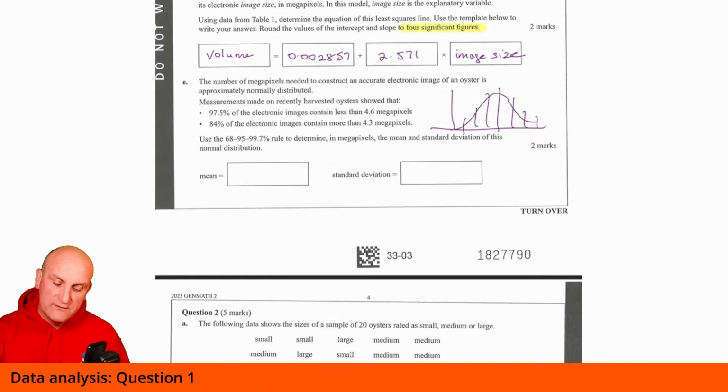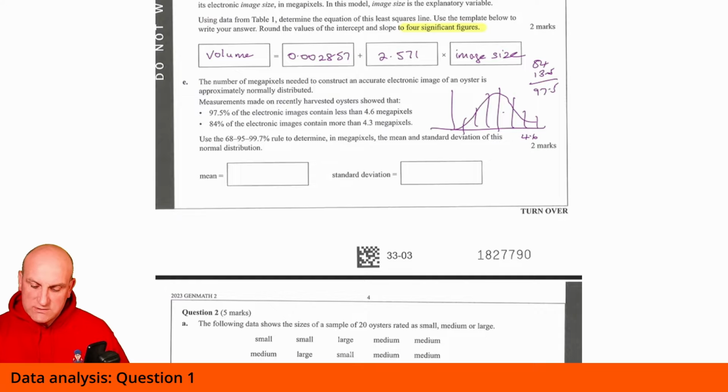Right, so that's 50, 84, that's 13.5, so 84 and 13.5, or is it 12.5? Yeah, it's 12.5. No, 13.5, yep, which gives me the 97.5. Right, so we know that if it's less than, there is going to be 4.6 megapixels. Yep, and then what have we got? The next 84% of the electronic images contain more than 4.3. All right, so 84% contain more than that. So that's 50, 60, 84. So that one is there. So that's 4.3.